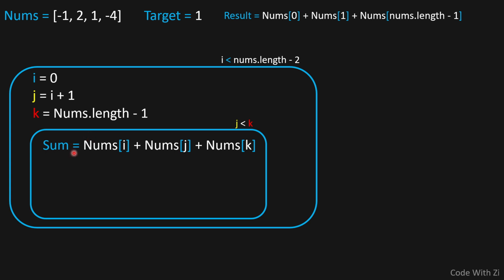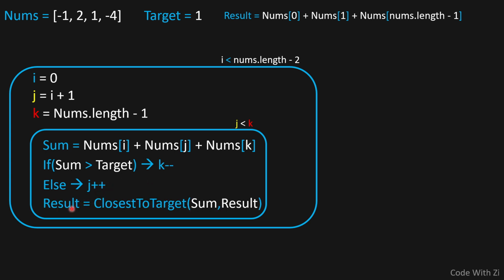After we've calculated our sum, we're going to check if our sum is greater than our target number. If it was, we're going to decrement k. And if it wasn't, we're going to increment j. And then we're going to say result is going to be equal to the closest number to the target between sum and the result. So we want to see which 2 of these numbers are closest to our target number, and that's going to be equal to our result. So we're basically comparing the sum that we have with the previous values of result. And then at the end, we're going to return our result.